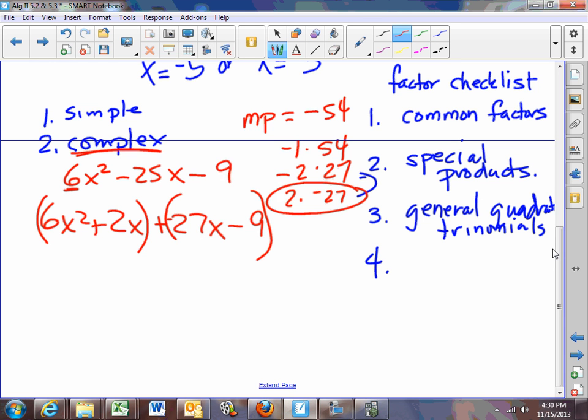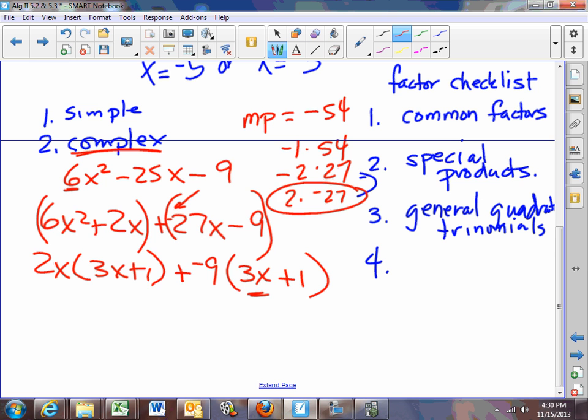Now, in 6x squared plus 2x, the greatest common factor is 2x. We're left with 3x plus 1. Now, since there is a negative sign right inside this parentheses, we need to take out a negative common factor, and that negative common factor is negative 9. Now, be careful on this. Negative 9 times what gives you negative 27x? Positive 3x. And negative 9 times what gives you negative 9? Positive 1. Look what happened. When you find these two numbers, that's almost guaranteed. So we have 3x plus 1 times 2x minus 9.